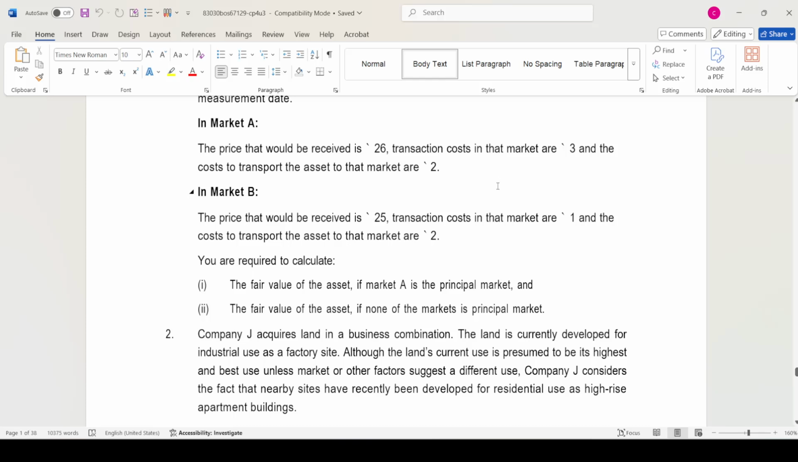So 26 minus 3 is 23, minus 2 is 21. 25 minus 3 is 22. The most advantageous market is market B, because market B net proceeds are higher, right? However, for calculating the fair value, we should not deduct transaction cost. So 25 minus 2 is 23, which is the fair value.